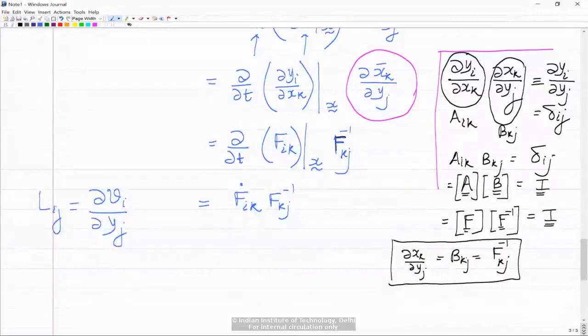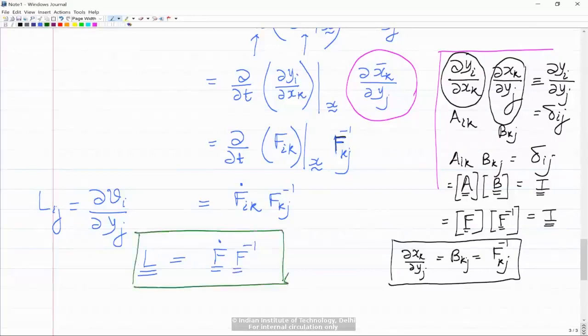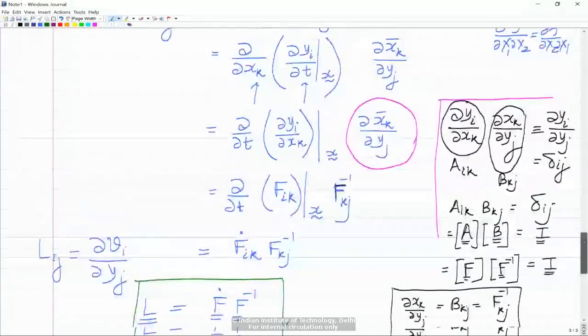So if you try to come back to the tensor form of it, so this is the component notation, no? Component wise, indicial notation. So if I try to come back to tensor form, will you allow me to write that L is equal to F dot into F inverse, right? So this is the thing that we wanted to derive, the Lagrangian form of velocity gradient L. Very interesting derivation, isn't it?